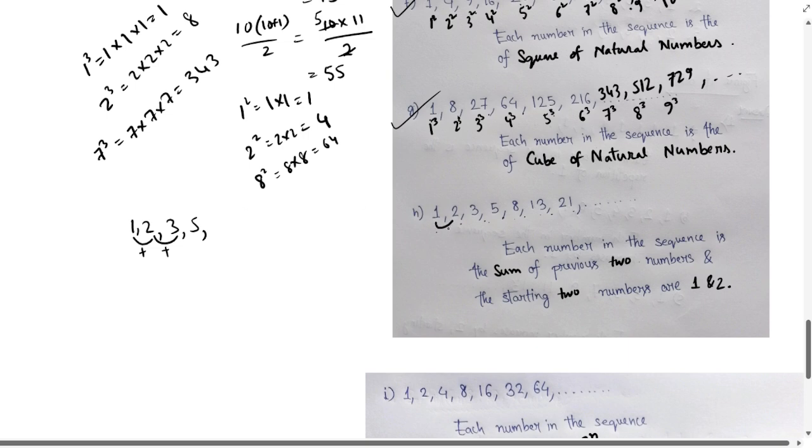Similarly, 1 plus 2 is 3. 3 plus 2 is 5. Then 5 plus 3 is 8. Then 5 plus 8 is 13. Then 8 plus 13 is 21. 13 plus 21 is how much? 34. So our next number will be 34. Then 21 plus 34 will be 55. Next, 34 plus 55 will be 89. So the three numbers are 34, 55 and 89. Okay. Fibonacci numbers is done.